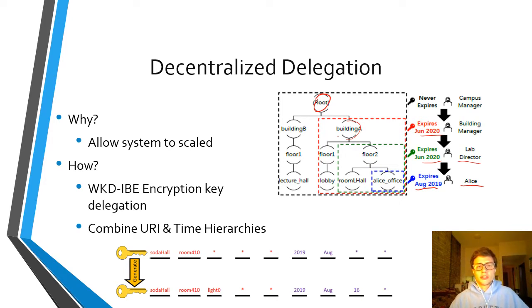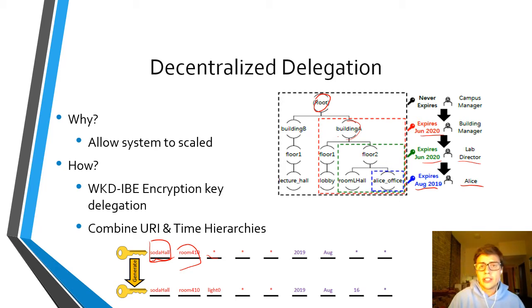But this combines two different aspects of the hierarchies. The URI, so that's the Uniform Resource Identifier. That's the file path we talked about earlier, so you can see it down in the diagram. We have soda, and then room, and then a bunch of wildcards. That can then be delegated to soda hall, room 410, and light 0.